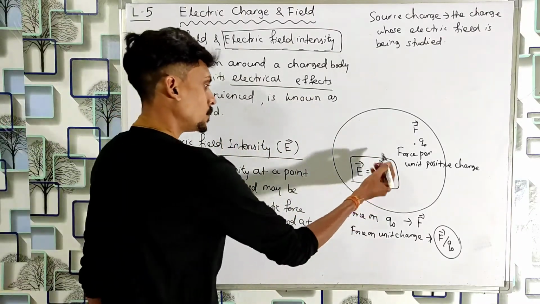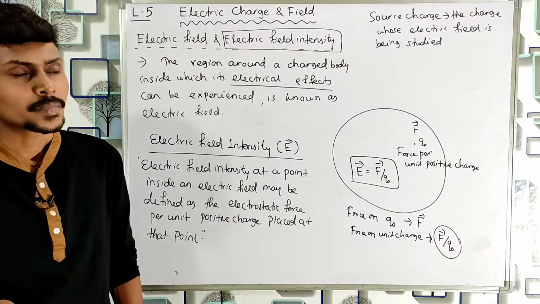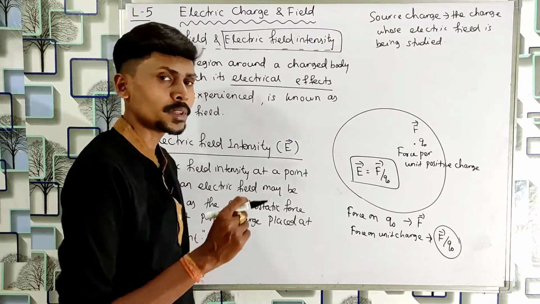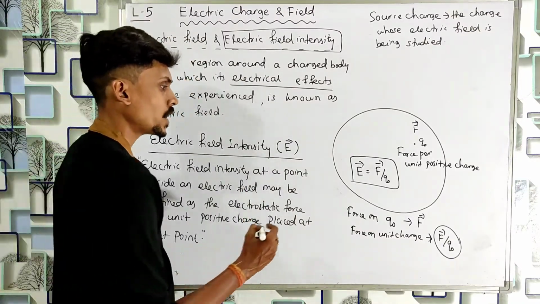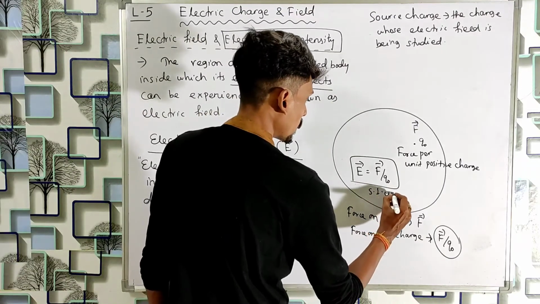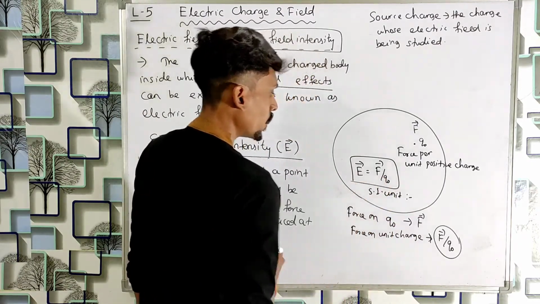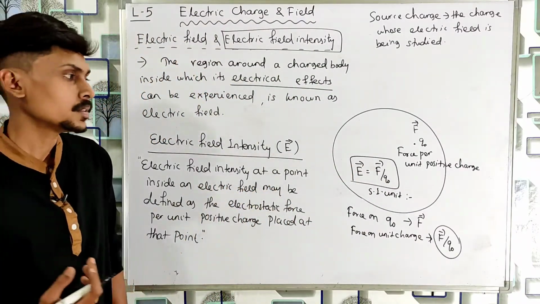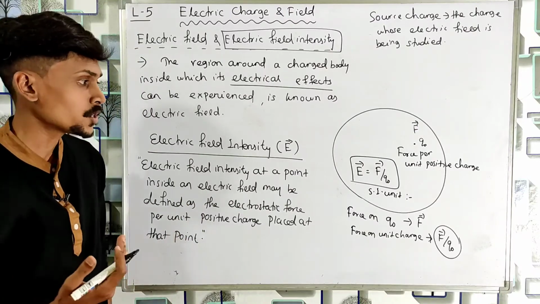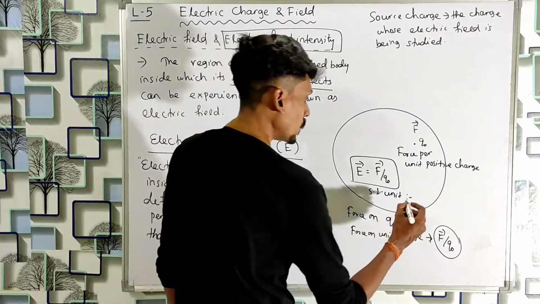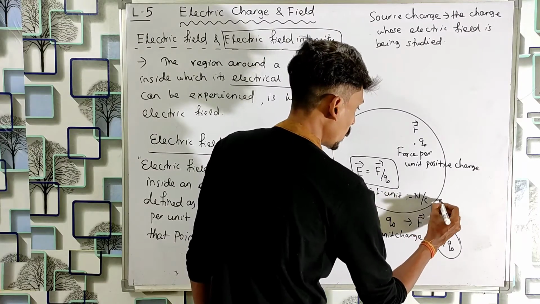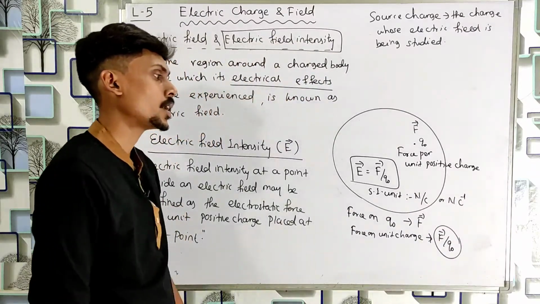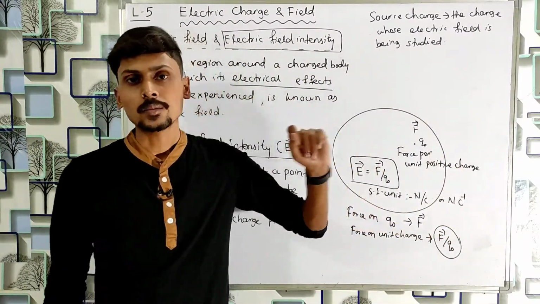From this formula you can find the unit and dimension of the electric field. So what will be the SI unit of electric field? The SI unit of electric field will be Newton per coulomb. Force can be expressed in terms of Newton, and charge can be expressed in terms of coulomb. So the SI unit will be Newton per coulomb or Newton coulomb inverse.